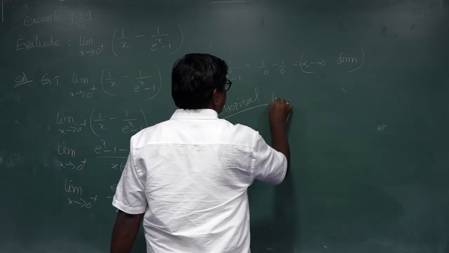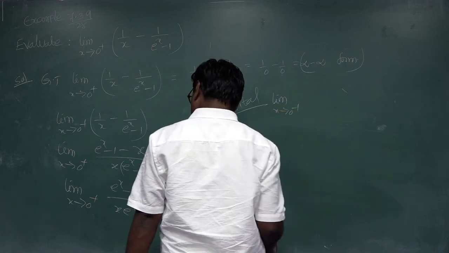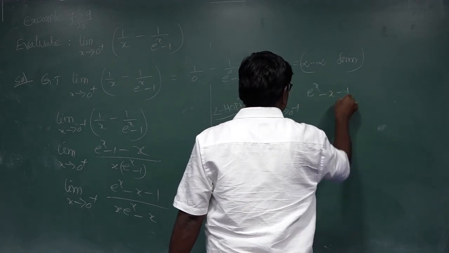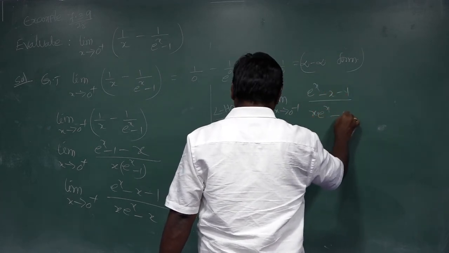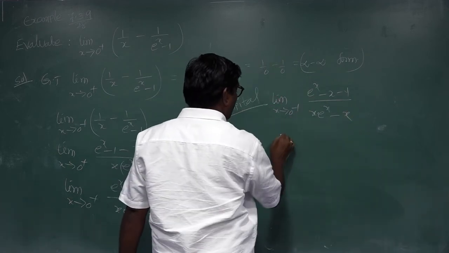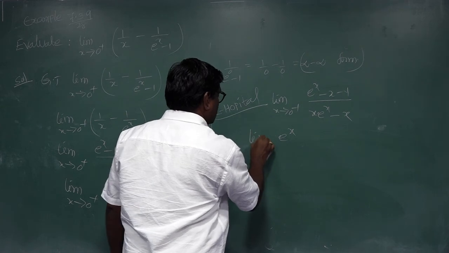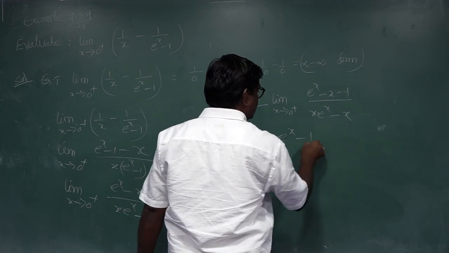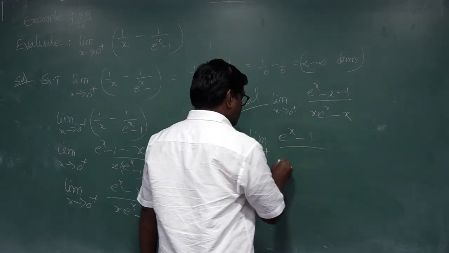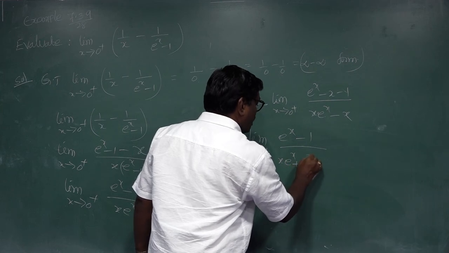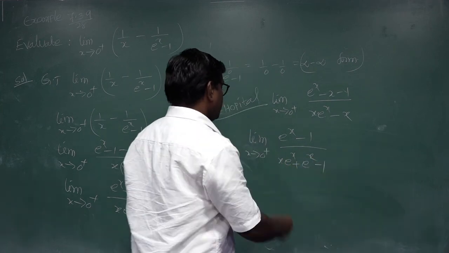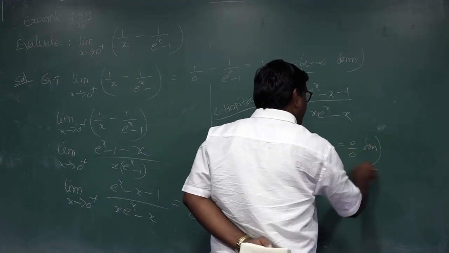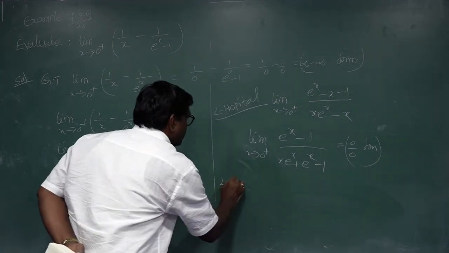L'Hospital rule, limit x tends to 0 plus of e power of x minus x minus 1 by x e power of x minus x. Applying L'Hospital rule, the numerator derivative is e power of x minus 1, and by the UV formula the denominator derivative is x into e power of x plus e power of x minus 1. Again applying the limit, e power of 0 gives 0 by 0 form. Again an indeterminate form, so again L'Hospital rule.